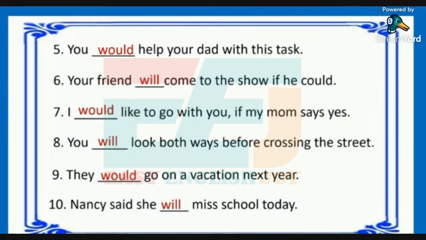So there you go, guys. That's the end of this practice exercise on the confused verbs will and would. Tell me how many correct answers you got in the comments below.